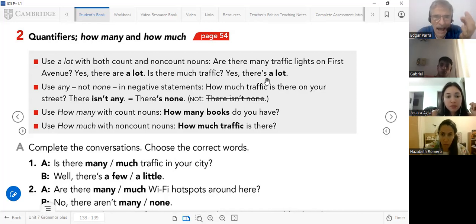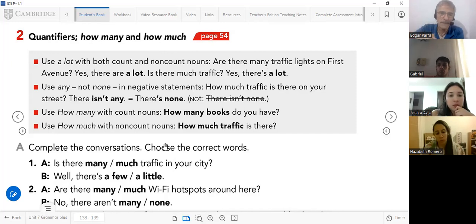Things that you cannot count. You cannot count, for example, sugar, coffee. You cannot count crime, water. You cannot count salt, pepper. You cannot count things that are singular, but you can count, for example, glasses of water, spoons of sugar. You understand? Things that are countable. This is the difference between count and non-count nouns.